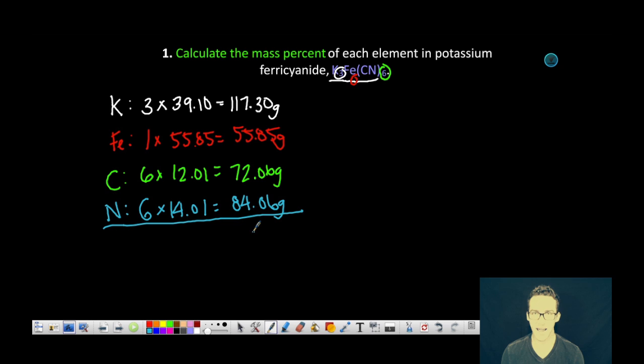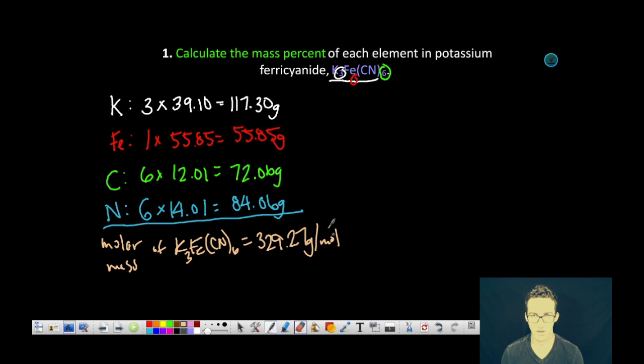So the total mass of all of the elements combined in this formula, which means the molar mass of potassium ferrocyanide, is 329.27 grams per mole. We've just summed together all of these values. Awesome start, but this problem is asking for the percent of each element, the mass percent of each element.